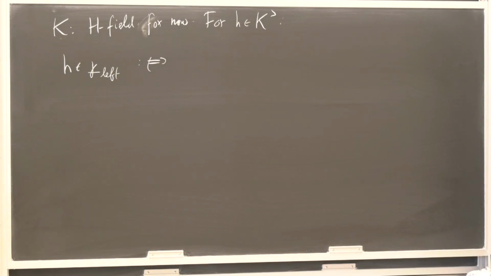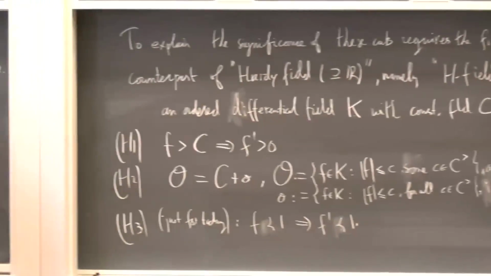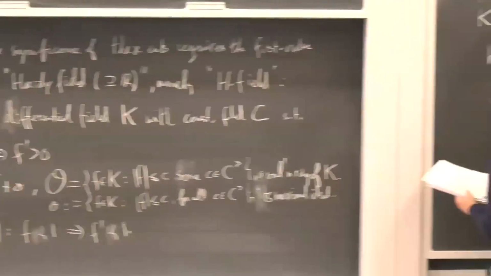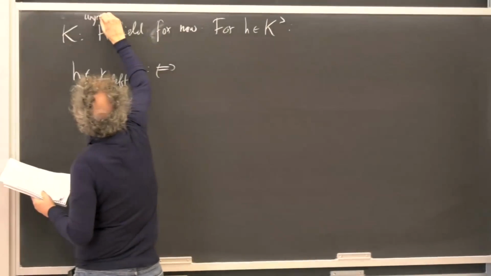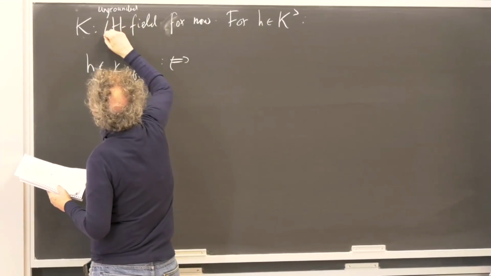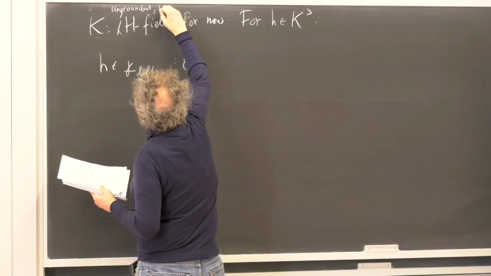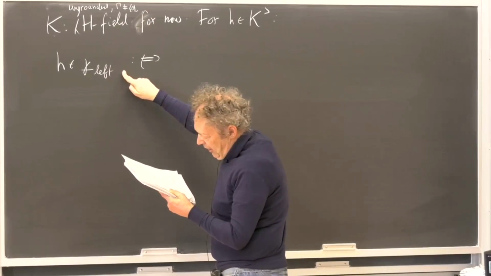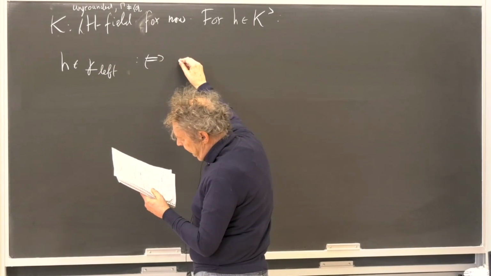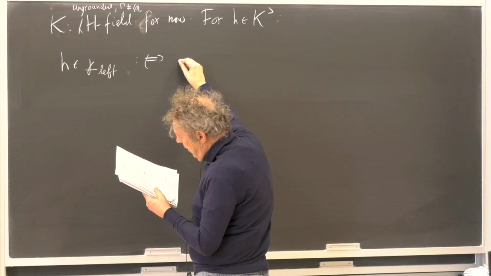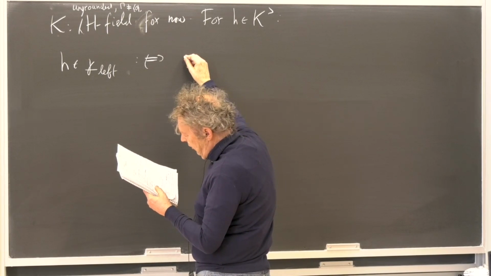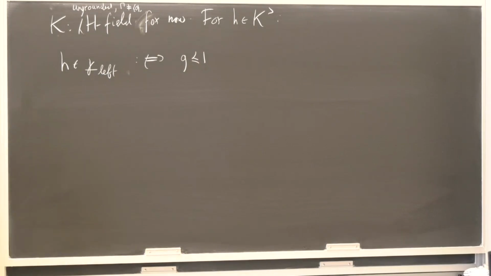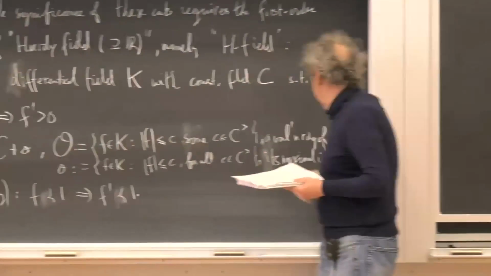All the definitions that I made for Hardy fields work just as well. Maybe I should also assume the asymptotic couple is ungrounded and gamma is not zero, just to be on the safe side. Then H in gamma left means that any antiderivative G is bounded, that is, G is in the valuation ideal, so it is bounded by a constant.